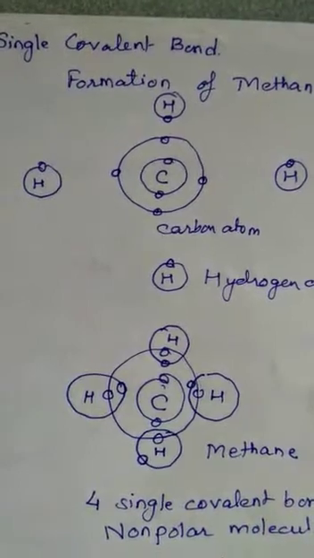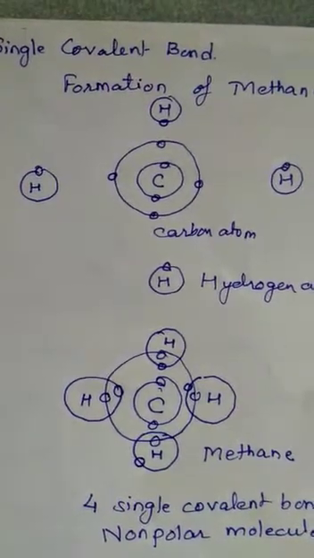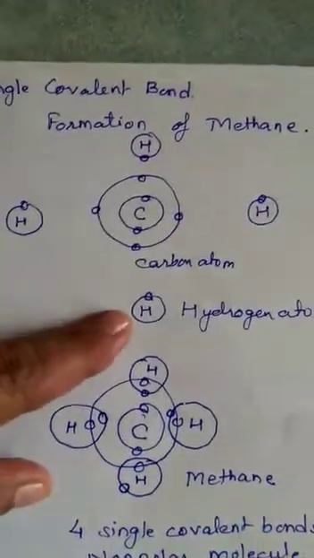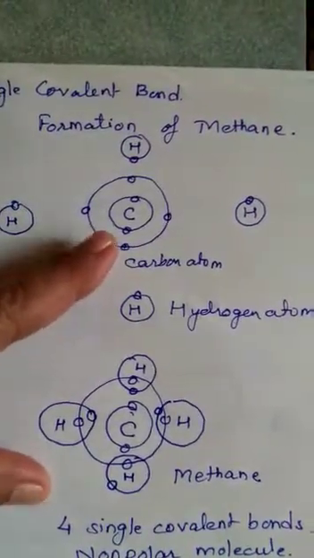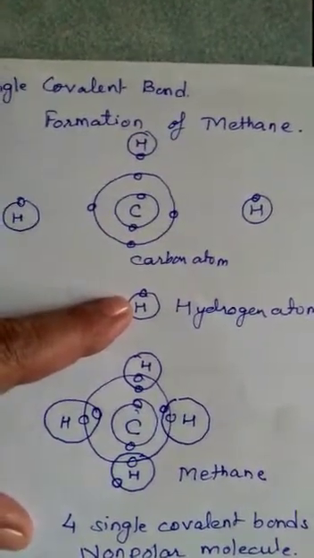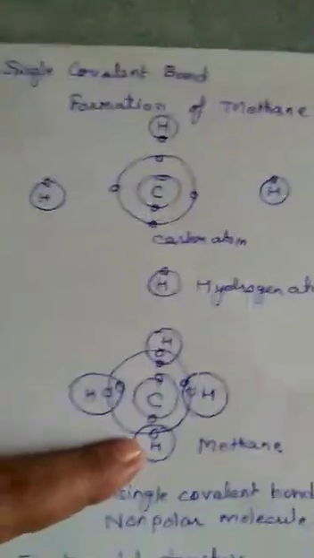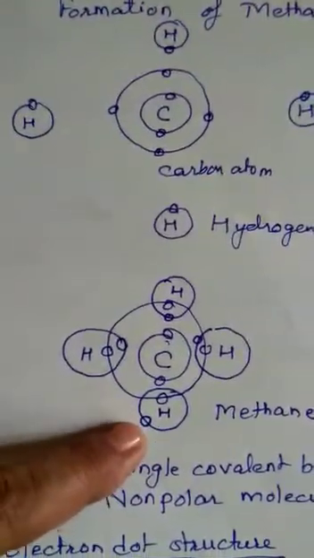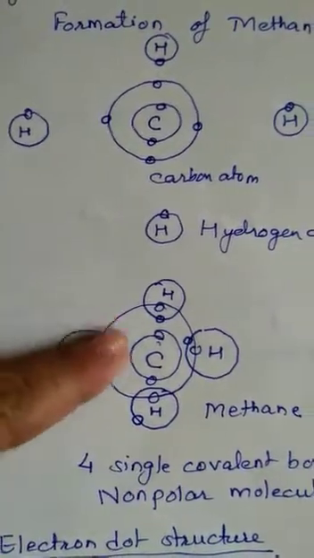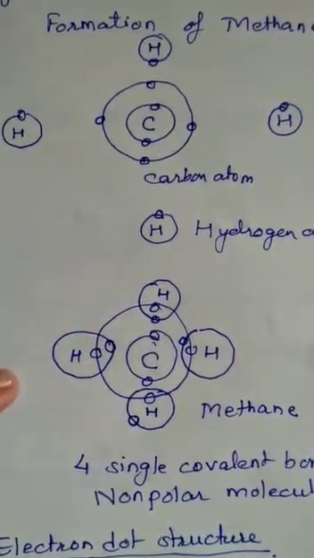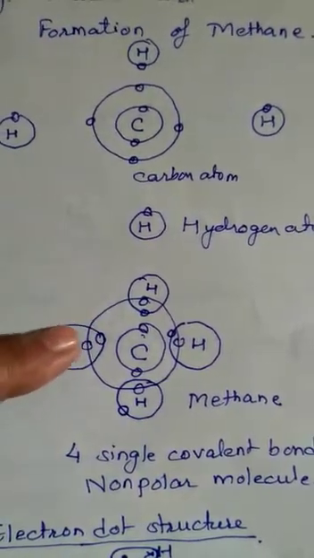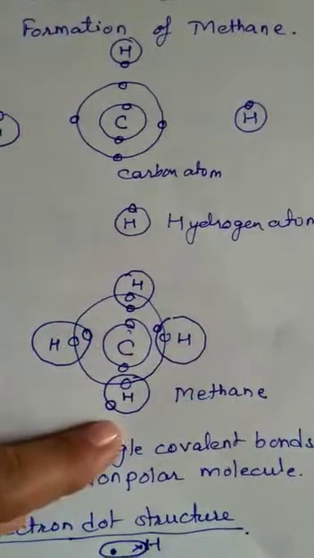Because it wants to get the electronic configuration like that of helium, hydrogen will share its 1 electron with the carbon atom. 1 electron of carbon will be shared with 1 electron of hydrogen with the overlapping of the orbit. So we can see here the 4 hydrogen atoms are overlapping with the outermost orbit of the carbon atom, and 1 electron from carbon is shared with each of the 4 hydrogen atoms.